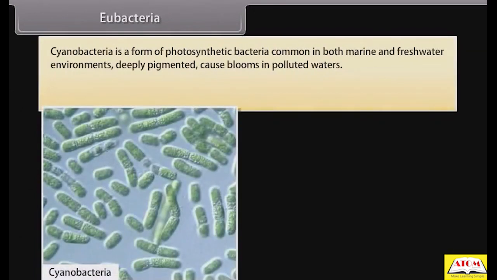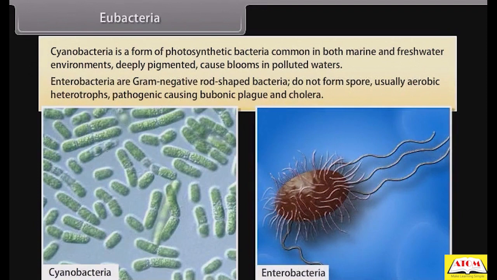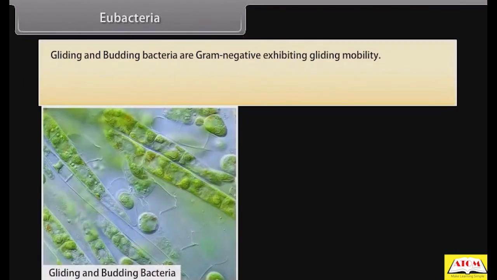Cyanobacteria is a form of photosynthetic bacteria common in both marine and freshwater environments, deeply pigmented, causing blooms in polluted waters. Enterobacteria are Gram-negative rod-shaped bacteria, do not form spores, usually aerobic heterotrophs, pathogenic, causing bubonic plague and cholera. Gliding and budding bacteria are Gram-negative, exhibiting gliding mobility.